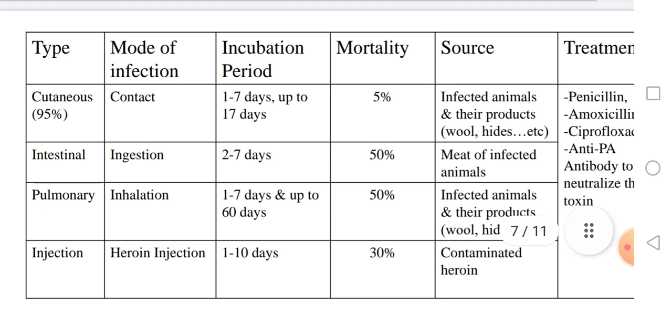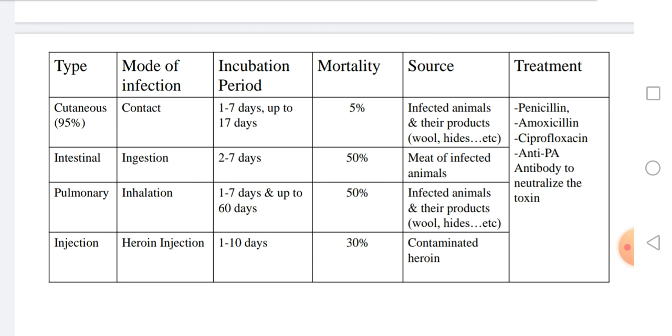This table summarizes the main points. The type of anthrax, cutaneous, constitutes about 95% of anthrax cases. The mode of infection is skin contact. The incubation period ranges from 1 day to 7 days, but might go up to 17 days. The mortality rate is about 5%, which is comparatively low. The source of infection: infected animals and their products, wool, hides, bones, and so on.